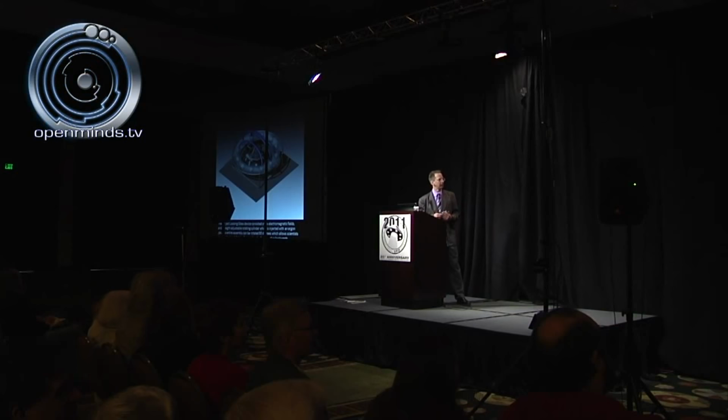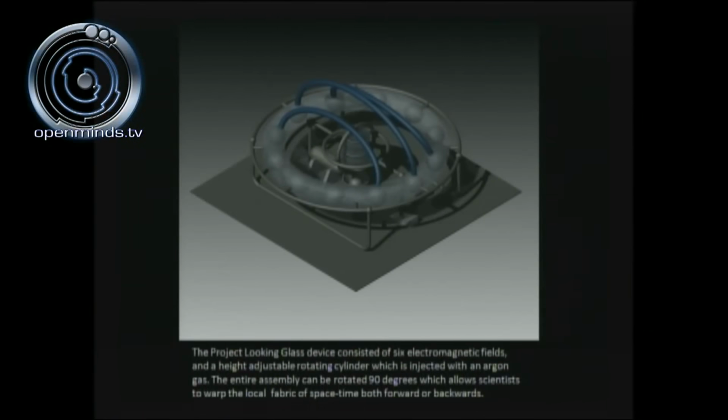Now, this is a SolidWorks rendering of the looking glass device. You'll notice that there's this toroid or donut ring-shaped device, and inside this we have multiple permanent electromagnets. This is consistent with 6 electromagnetic fields that form above this device. There is an up and down actuating, rotating cylinder. So it's a height adjustable rotating cylinder which is attached to a 3-axis gimbal system. That's the general layout of the looking glass device.